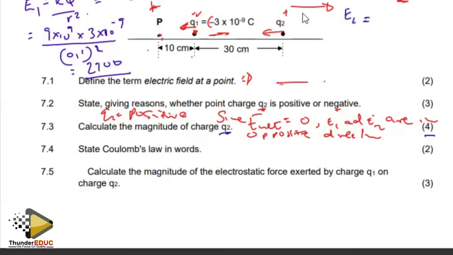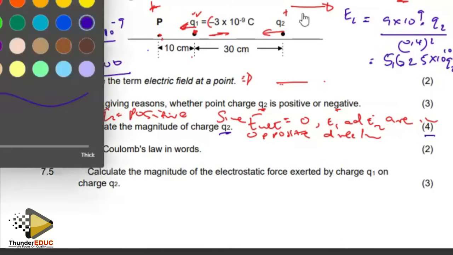E2 is going to be K, which is 9 times 10 to the 9, multiplied by Q2 over the distance. Now it's going to be 40 centimeters, which is 0.4 squared. If I simplify that, I'm going to remove that, put a 4, going to remove all of this. It's going to give me 5,625 times 10 to the 10 Q2.